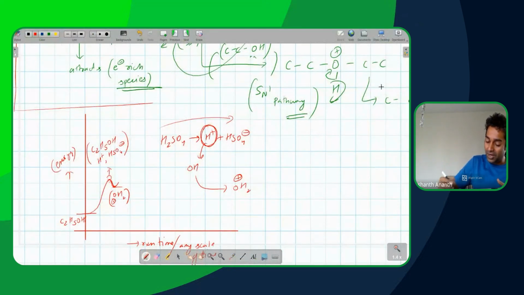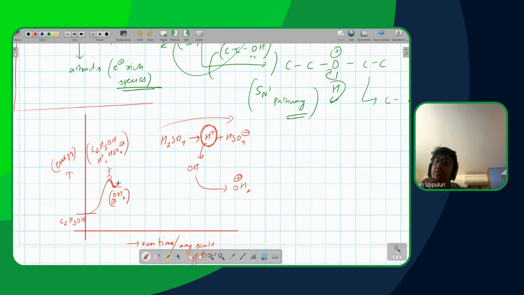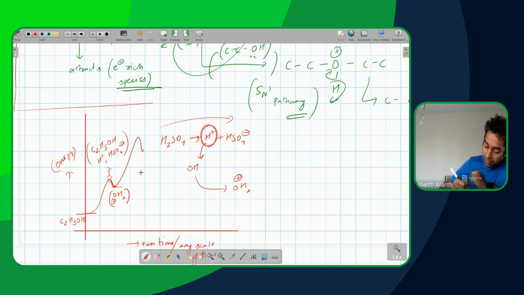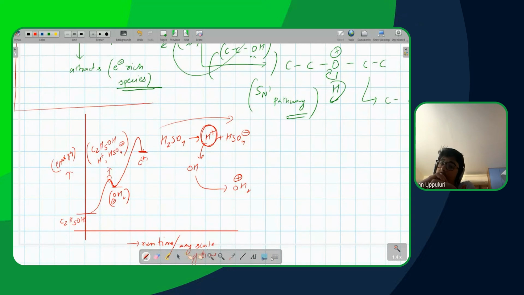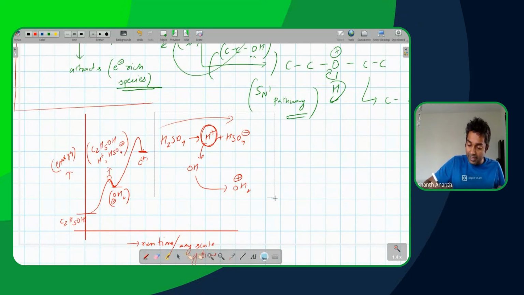Okay, now next what will happen? Then we remove the water. It will go up to a much higher spot, say here. This is going to make the carbocation now. After that carbocation is formed, what will be happening? It has a few paths it can take now, correct?